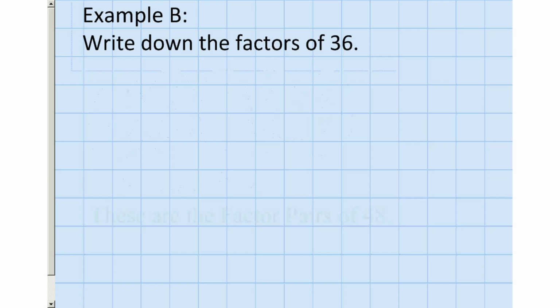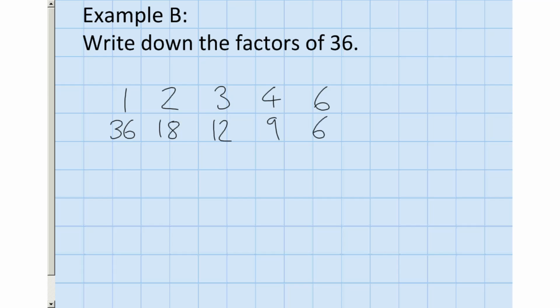Another one: write down the factors of 36. So we're going to do the same thing again. Start simple. 1 goes into it 36 times. 2, yep, that goes into it 18 times. 3, yep, 3 goes into it 12 times. Does 4? Yes, 4 goes in 9 times. 5? Nope. How about 6? Yes, 6 goes into it 6 times. So we actually get the same number twice, so we can ignore the repeat.